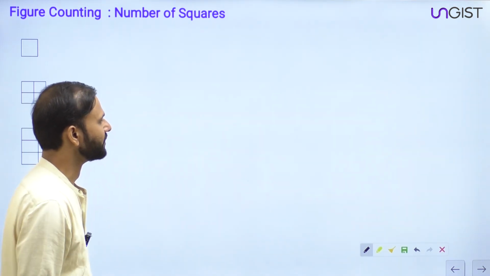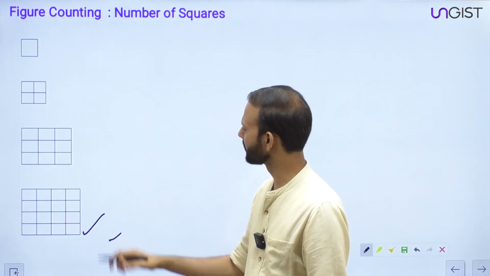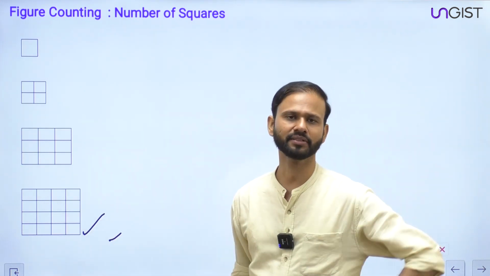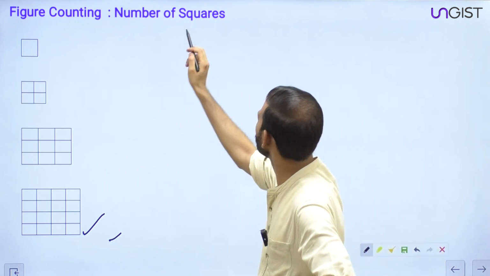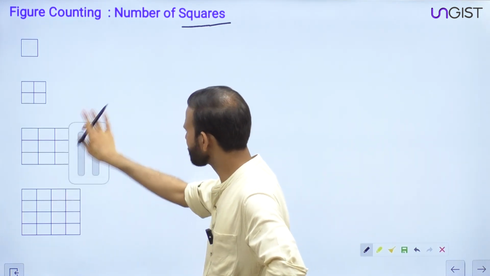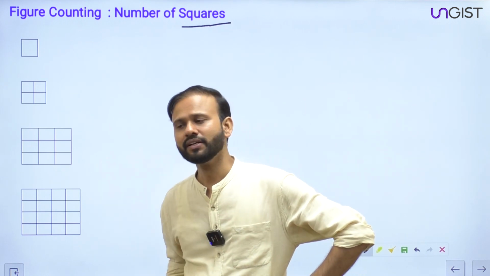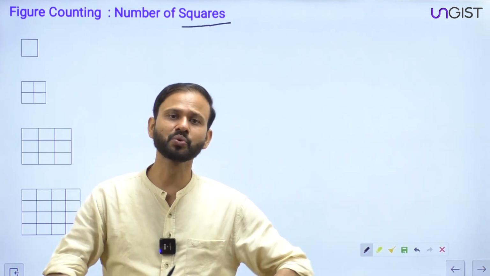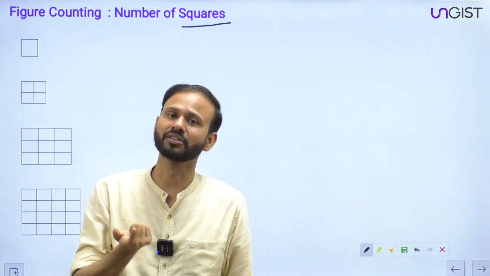So, everyone, suppose that we need to solve this question. This is a 4 by 4 order square grid, and we need to calculate the number of squares. Counting figures, number of squares. If I say number of squares, I mean the total number of squares. I'm not saying the number of squares of 1 by 1 order only.